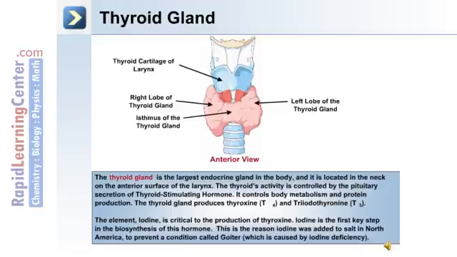The activity of the thyroid gland is controlled by the pituitary secretion of TSH, or thyroid-stimulating hormone. It controls body metabolism and protein production. The thyroid gland itself produces thyroxine, or T4, and triiodothyronine, or T3. The element iodine is critical to the production of thyroxine, and iodine is the first step in the biosynthesis of this hormone. This is the reason iodine was added to salt in North America to prevent a condition called goiter, which is caused by iodine deficiency.